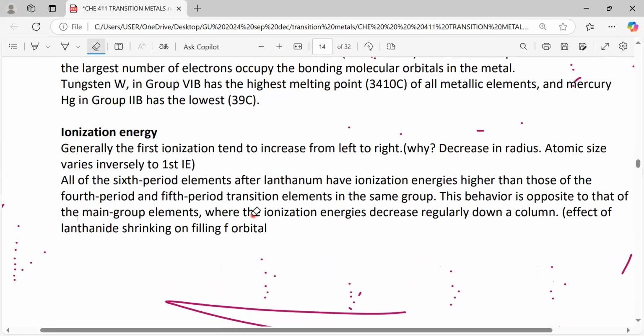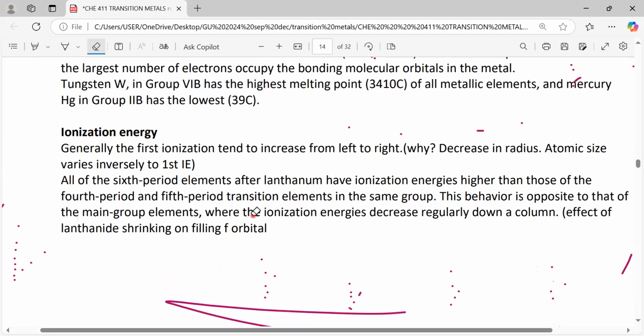Now let's see. Generally, the first ionization energy tends to increase from left to right. Why? Because your radius is decreasing.